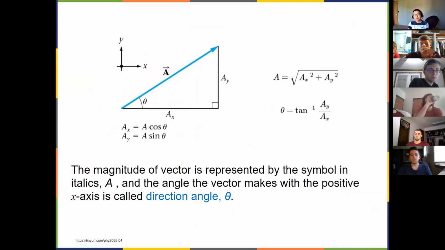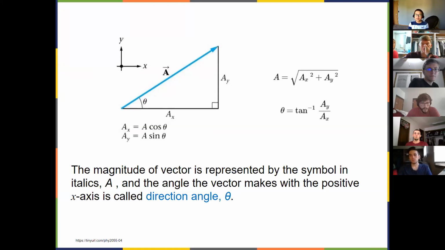You can express a vector in the form of a magnitude and a direction, where A is the magnitude and theta is the directional angle. You can also express a vector in its component form, by saying its x component is, say, 3 meters and its y component is, say, 4 meters. Either way, if you are given a vector in its xy components, you can figure out its magnitude and direction.